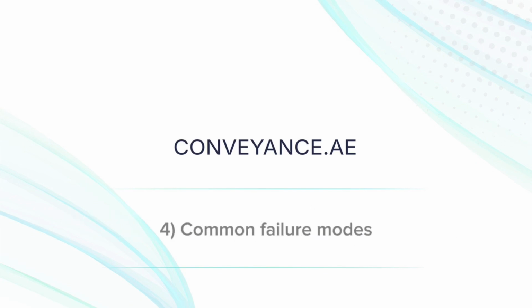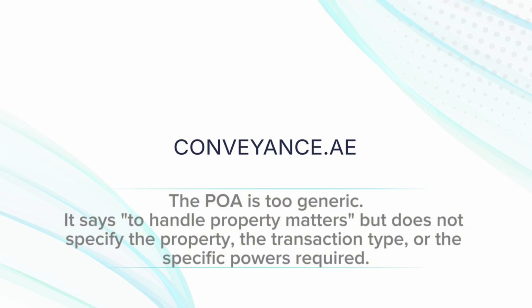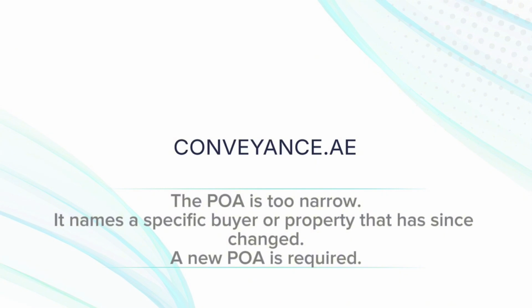4. Common failure modes. There are a few failure modes that come up often. The POA is too generic. It says to handle property matters, but does not specify the property, the transaction type, or the specific powers required. DLD and trustees expect specificity. Generic language is rejected. The POA is too narrow. It names a specific buyer or property that has since changed. A new POA is required.